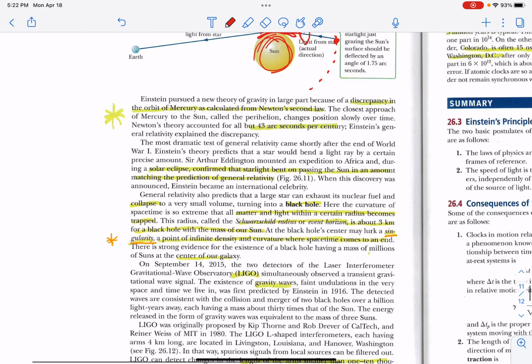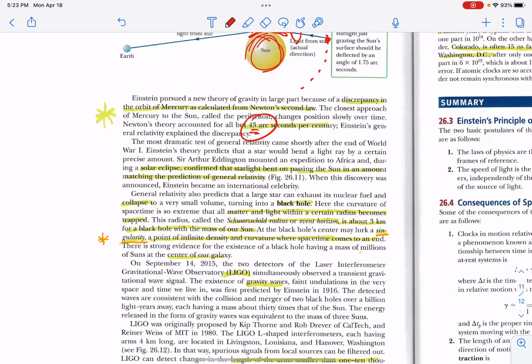Now, how much is that bending? Not a lot. 43 arc seconds per century was the difference when they tried to observe Mercury. Mercury, of course, is very close to the sun, so you would expect it to be affected by the sun's gravitational pull, but Newtonian mechanics did not explain it. It explained 99.999% of it, but not 43 arc seconds worth. It was off by 43 arc seconds. What is an arc second?